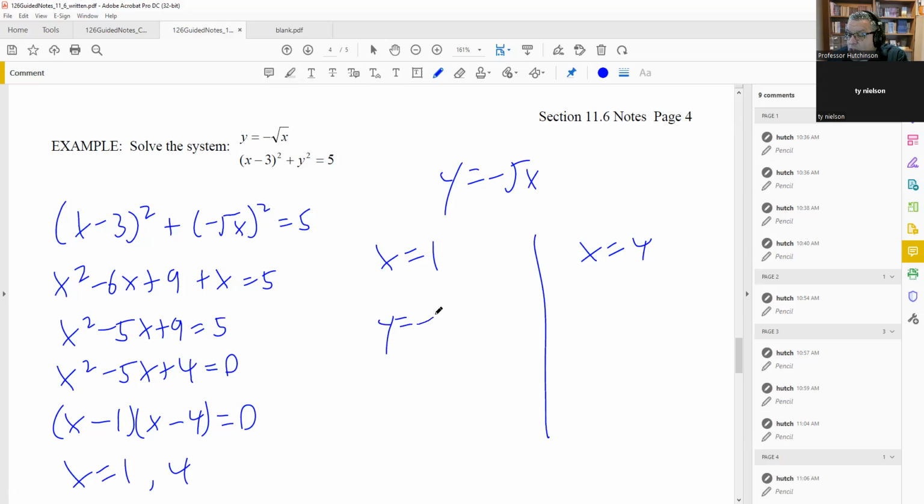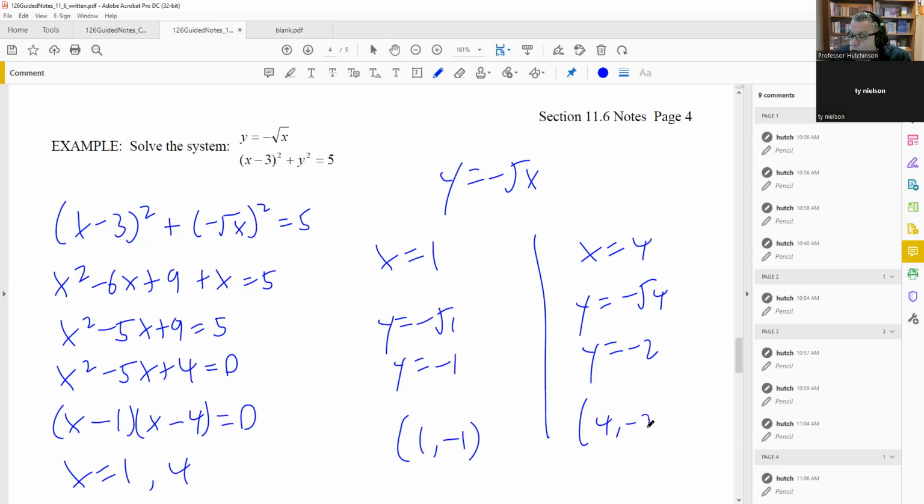So y equals negative square root of 1, so y is equal to negative 1 there. y equals negative square root of 4, so y equals negative 2, which means my answers are (1, negative 1) and (4, negative 2). You don't need to worry about trying to use the second equation. That's more complicated, and you may end up getting a couple wrong answers out of that. So instead, avoid all that just by using the first equation.